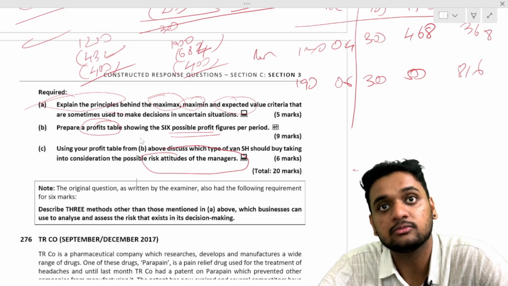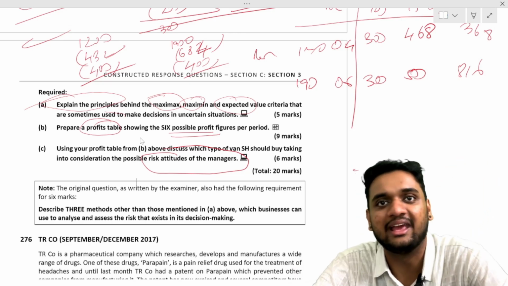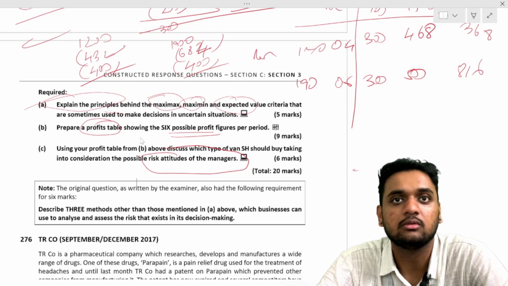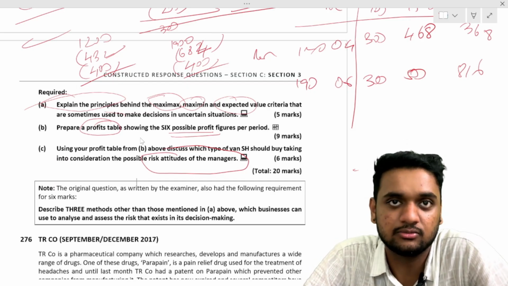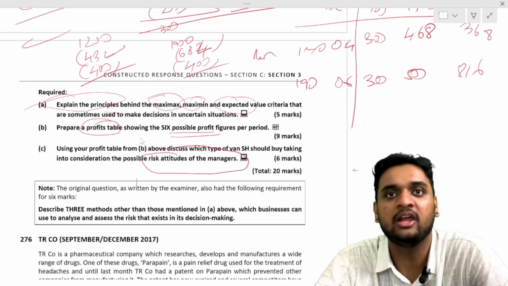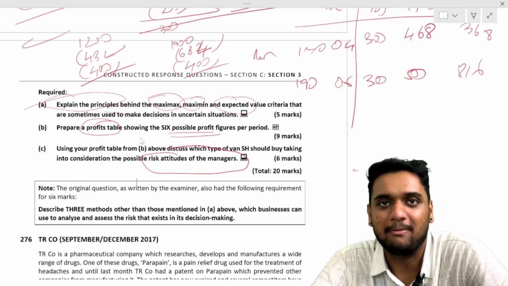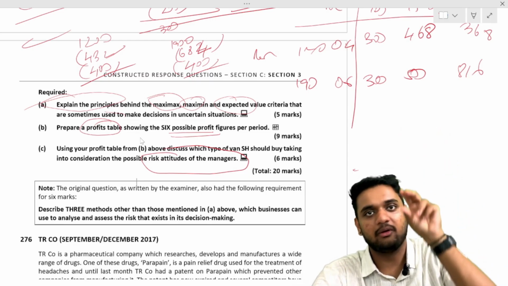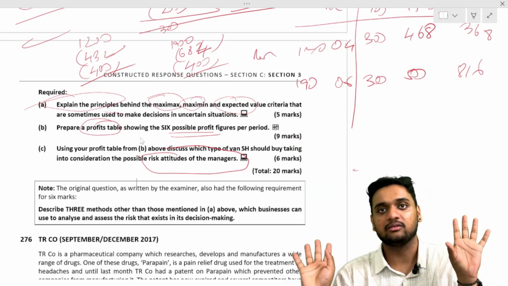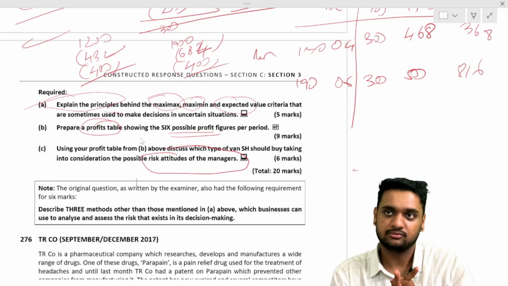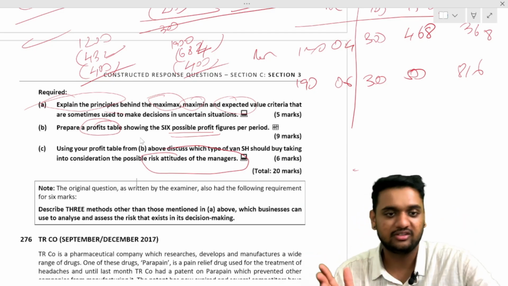How to do it? Risk taking person means what will you choose? Maximax. Maximum risk he is ready to take, maximum profit only he will want. Risk-averse person chooses maximin, because he is seeing that in this minimum I will get this profit, in this minimum I will get this profit. So the minimum is guaranteed, and out of these I will choose the highest. Expected value is risk neutral. These three methods.